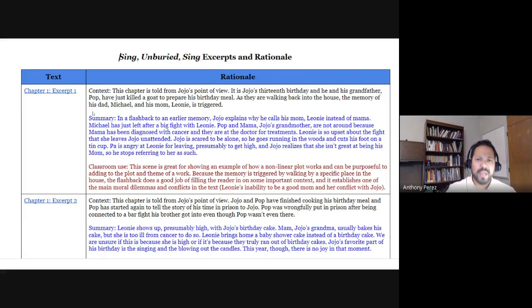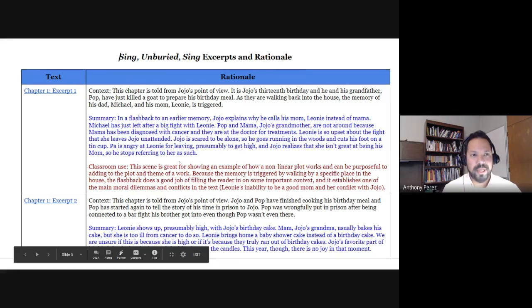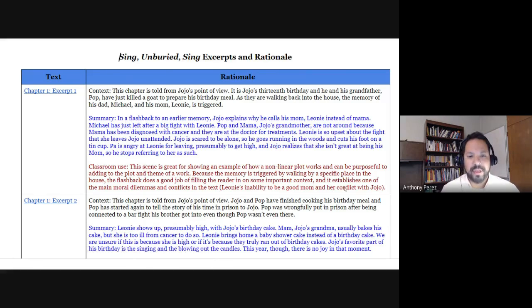There's some mature content in this novel. I'm not going to lie to you. I did my best to work around that as much as possible and still get you the meat you needed. And if there was something I was worried would still be too mature for your kids, even though they're seniors, I put that in the classroom use.